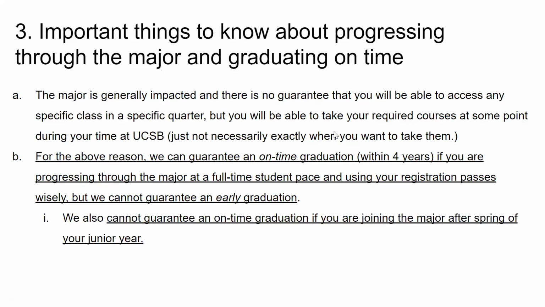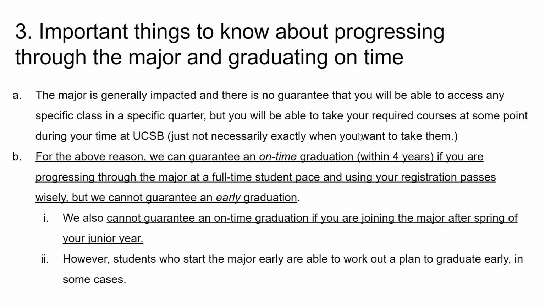We also can't guarantee an on-time graduation if you are joining the major after spring of your junior year, right? You'll be needing to start in the pre-major requirements, which will mean that you will have some extra quarters that you need to plan for yourself, potentially as much as another year. It really just depends on your individual situation. That is something where we recommend that you make an appointment with us if you're joining the major later on into your junior year, so that we can help you identify where you are on track and where you might want to make some courses up during perhaps some summer sessions, for example.